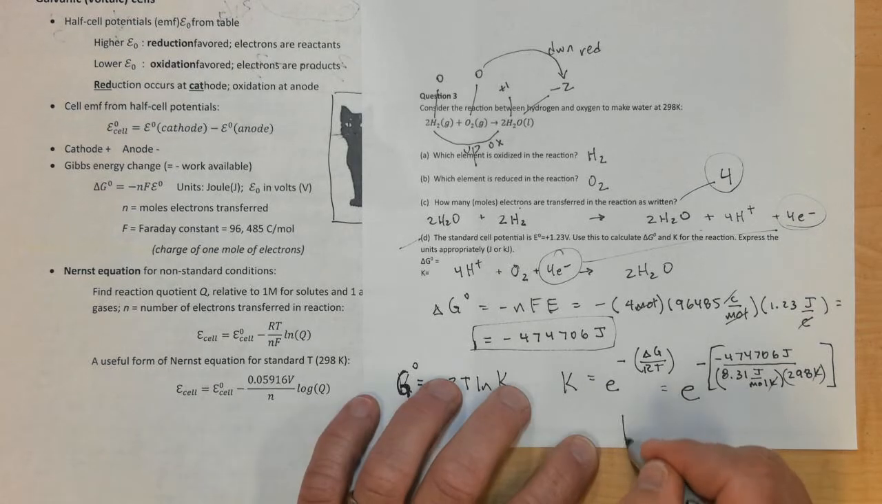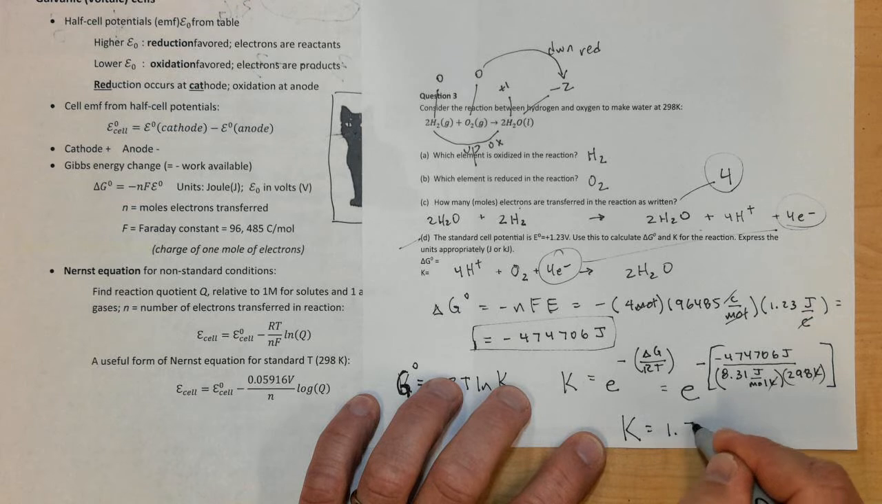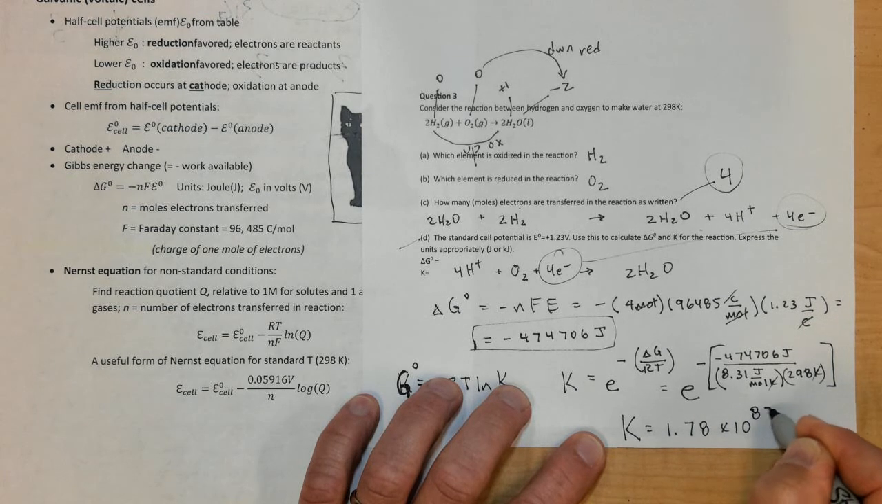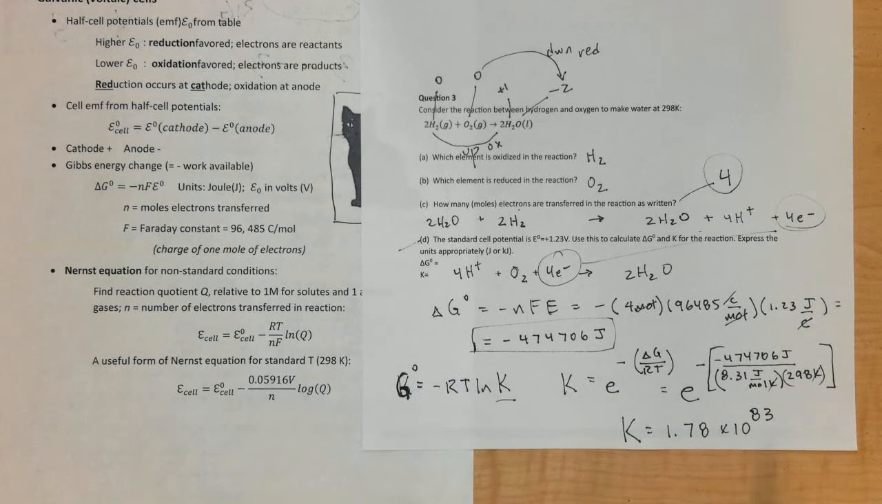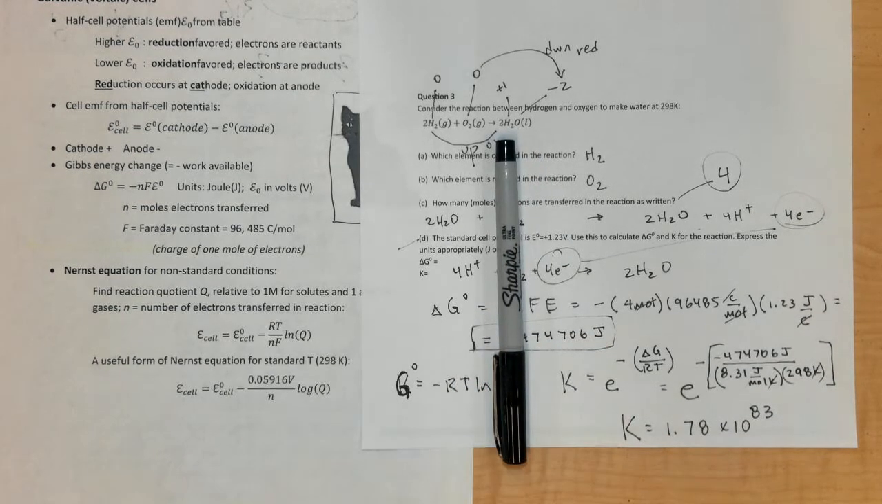So K is going to end up being a very large positive number, and I think it ends up being on the order of 1.78 times 10 to the 83rd power, which is very common for spontaneous redox reactions. We can see that it's very spontaneous because delta G is very negative, and then we see it's got a giant K, which means that the reaction is very far to the right. The products are very favored in this reaction, and there would be many, many of them compared to the reactants. All right.